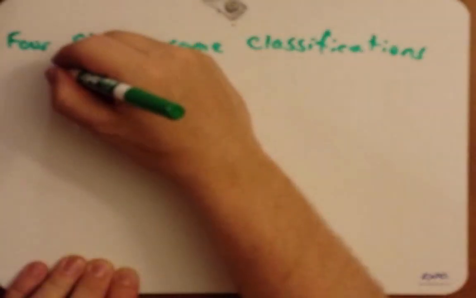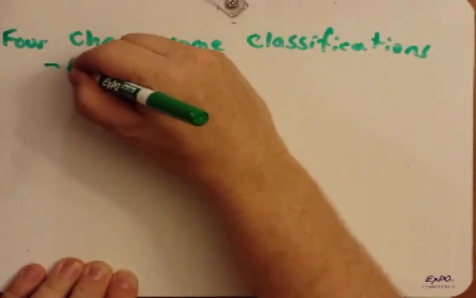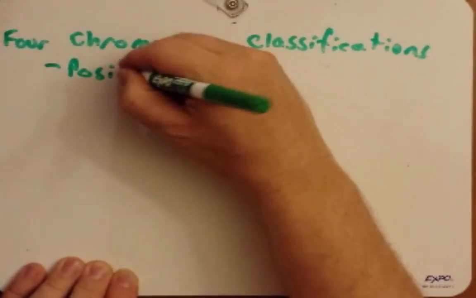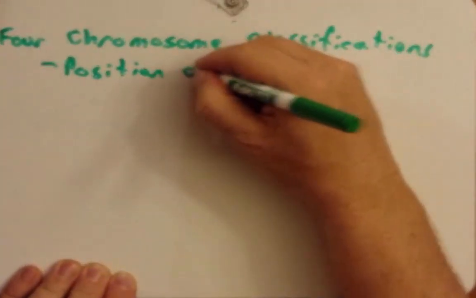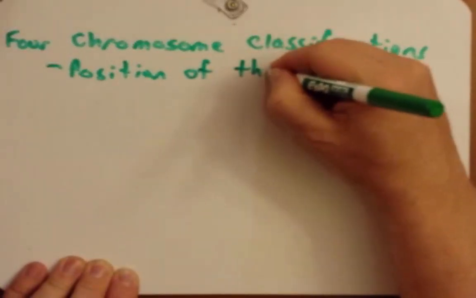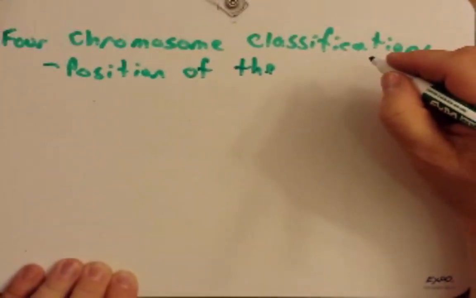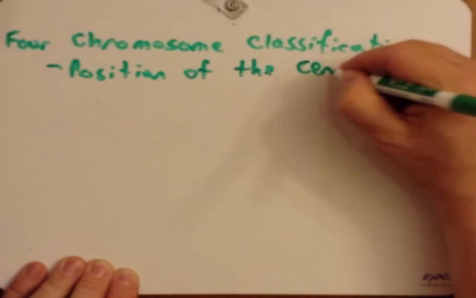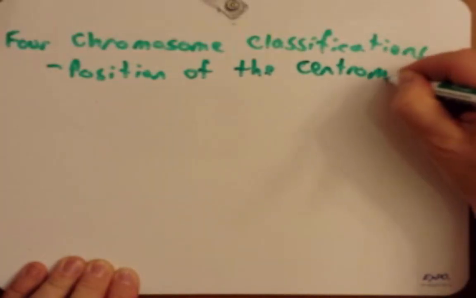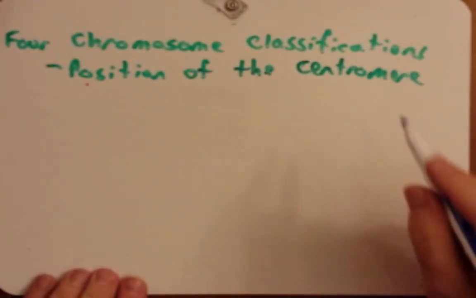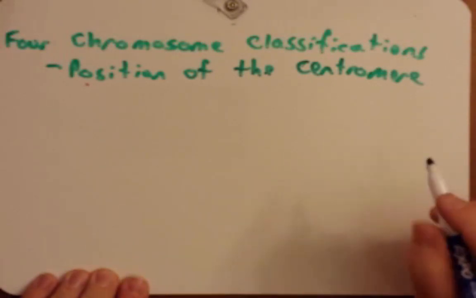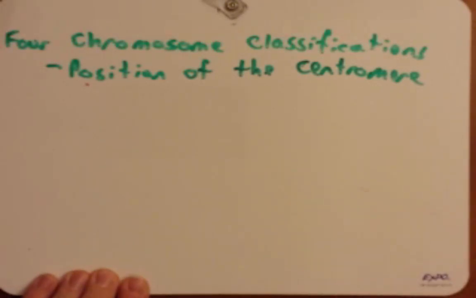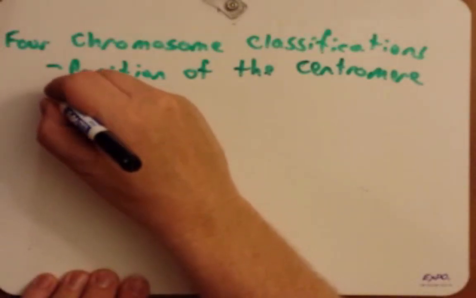And they are all based upon the position of the centromere. Okay, we haven't talked about what the centromere is yet, but that is a place on the chromosome. In fact, let's go ahead and draw it.